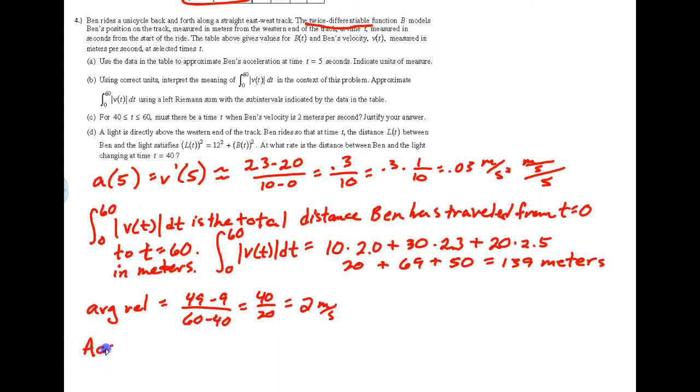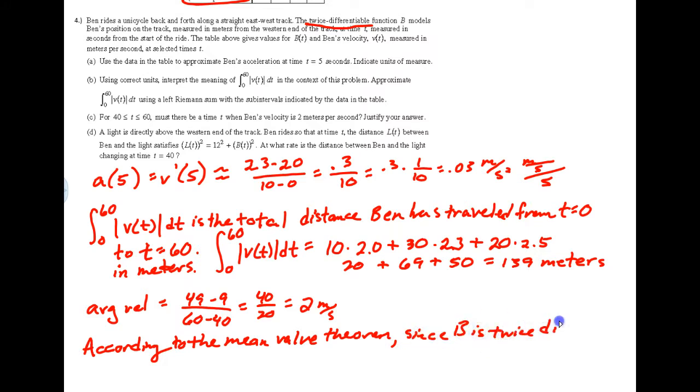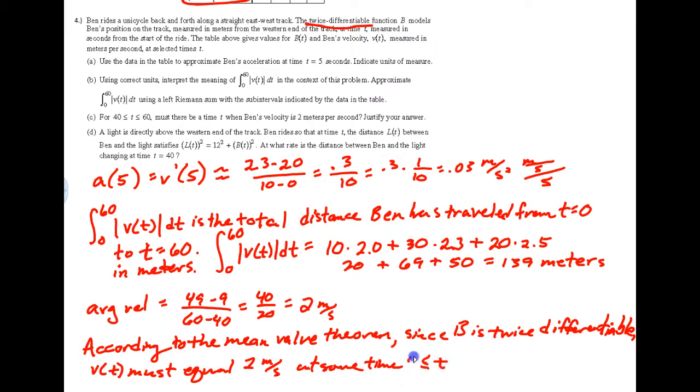theorem applies. So you can say, according to the mean value theorem, since b is twice differentiable, v of t must equal 2 meters per second at some time between 40 and 60, because the average velocity is 2 meters per second.